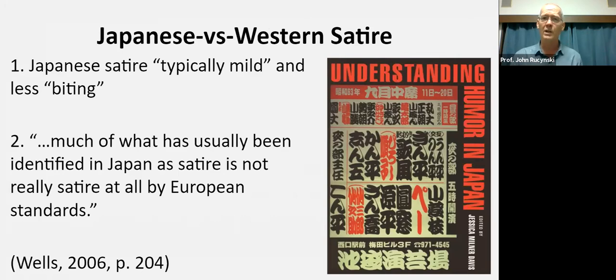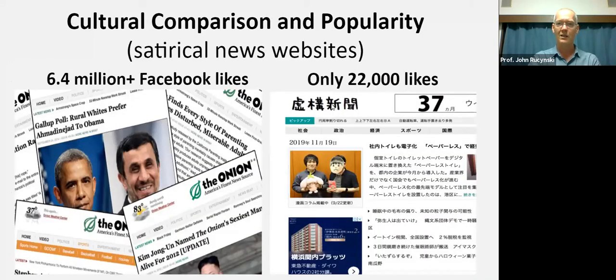Okay, people that have written, just to compare Japanese and Western satire, say modern Japanese satire is considered very mild, not as political as European, Western English-speaking satire. And if you compare social media, The Onion, again, is very international, with over 6 million Facebook likes. The Kyoko Shimbun is a Japanese satirical newspaper website, but only 22,000 likes. Aww. So even The Rising Wasabi, which mostly targets foreign residents of Japan, has more likes than the Kyoko Shimbun. So it's not a very popular type of humor yet in Japan.